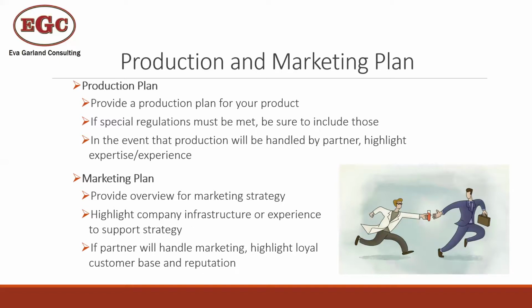For production plan, again, this is so far downstream from where you're at right now, but reviewers want to see that you have an idea of what needs to occur. And this is, of course, going to vary based on what your business plan is, again, just like it was for the customer. So if you're going to partner, production will likely be done by the partner then.